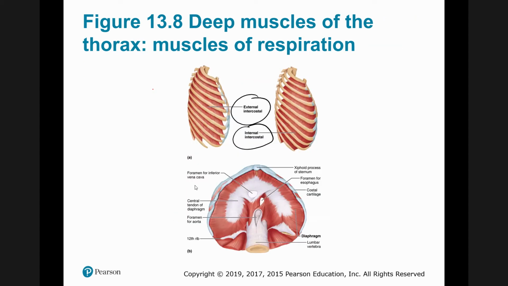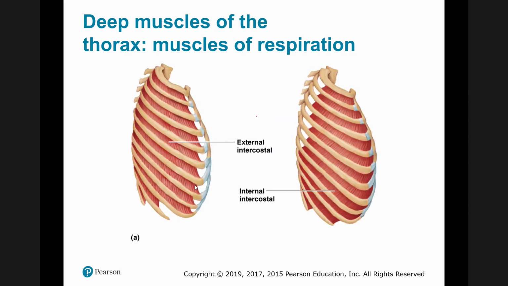Then the muscles of respiration. We have the superficial muscles, which are external intercostals, and the deeper muscles, which are internal intercostals. The external and internal just show the direction. One is going downward, the other one is going upward. Okay.